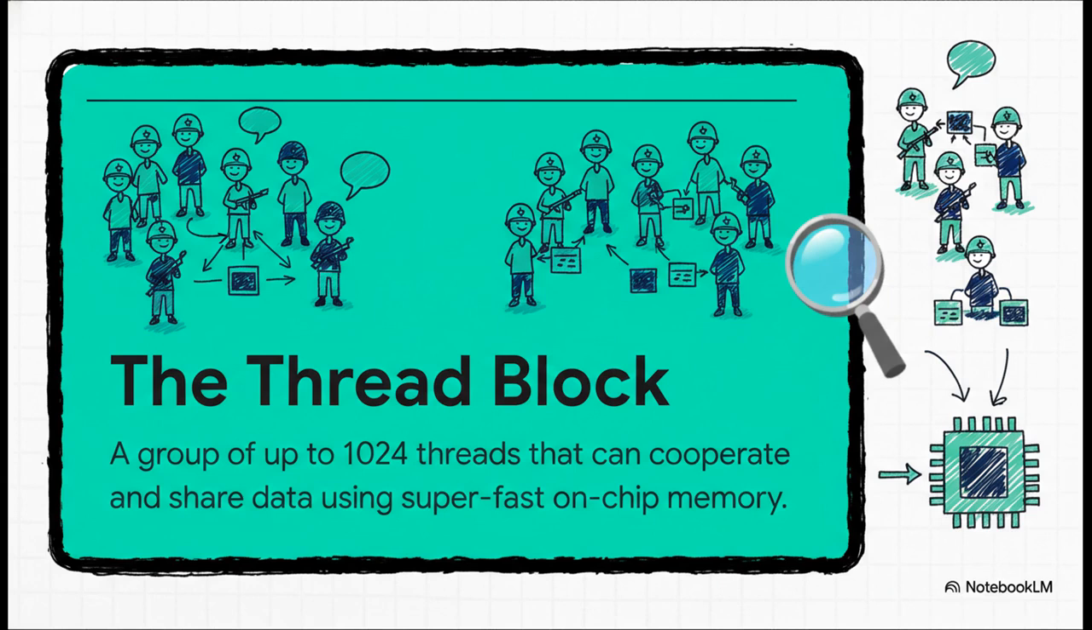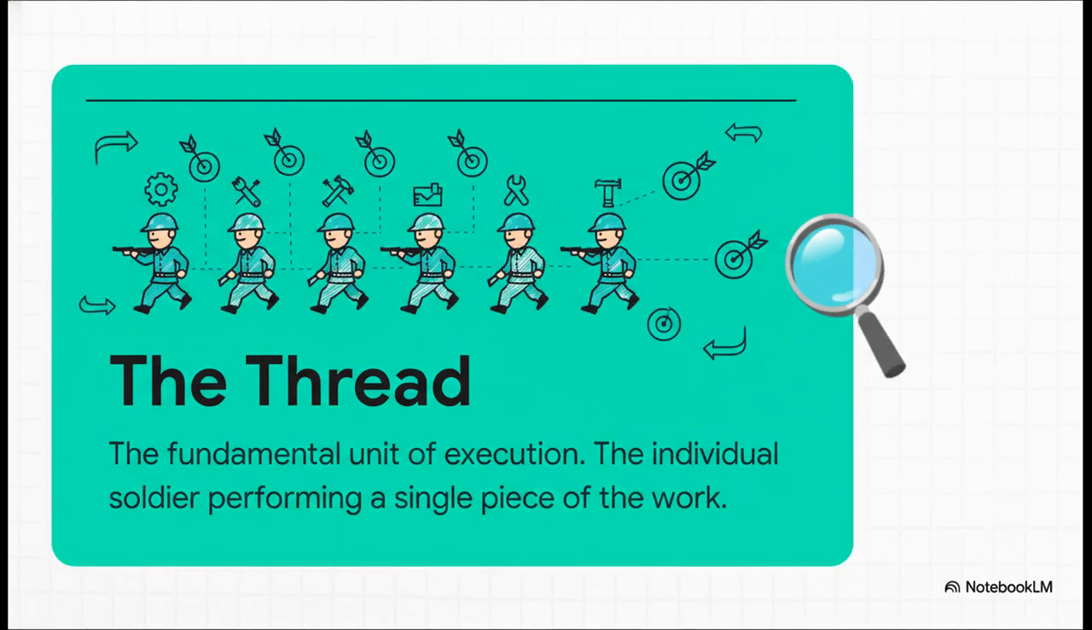Now that huge grid is broken down into thread blocks. You can think of a block as a battalion in our army. And this is a super important unit because all of the threads, all the soldiers inside a single block can actually work together. They can talk to each other, they can share data using really fast on-chip memory. But, and this is a hard rule, a block can never have more than 1,024 threads. That's the limit.